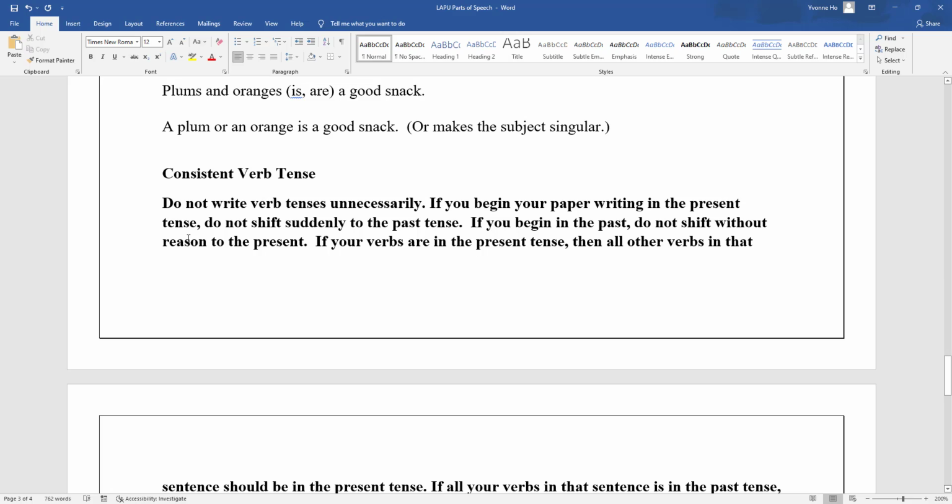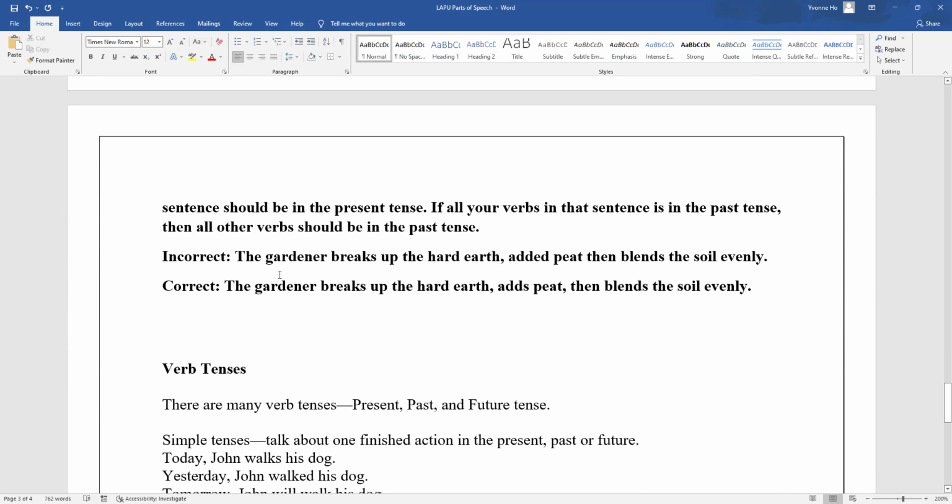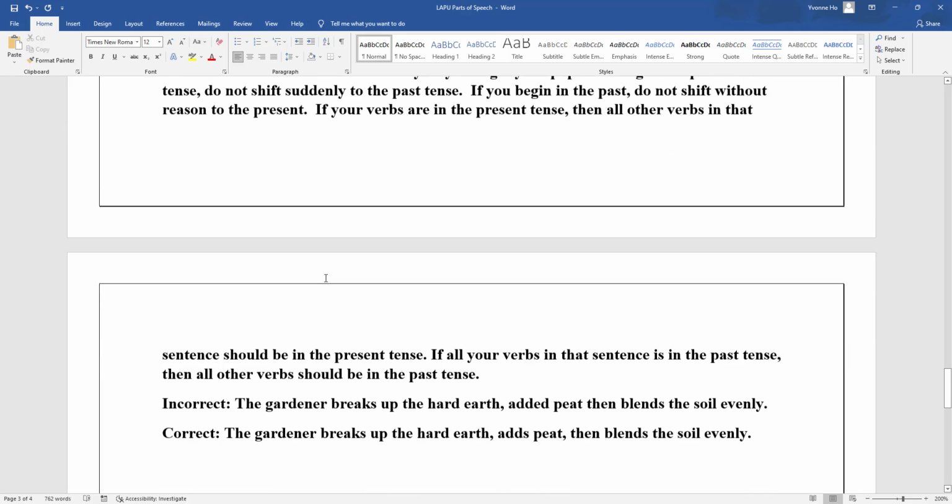Also, when we write, do not change your verb tenses unnecessarily. If you begin your paper writing in the present tense, do not shift suddenly to the past tense. And also, if you begin in the past tense, do not suddenly shift to the present without a reason. So if you start your sentence in the present tense, then all your other verbs need to be in the present tense. If you start your sentence in the past tense, then all your verbs should be in the past tense. This is called consistent verb tense.